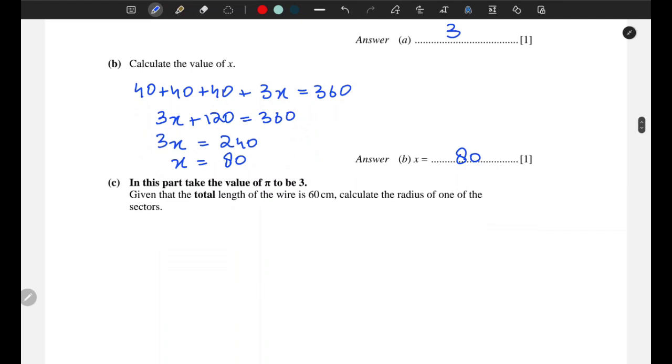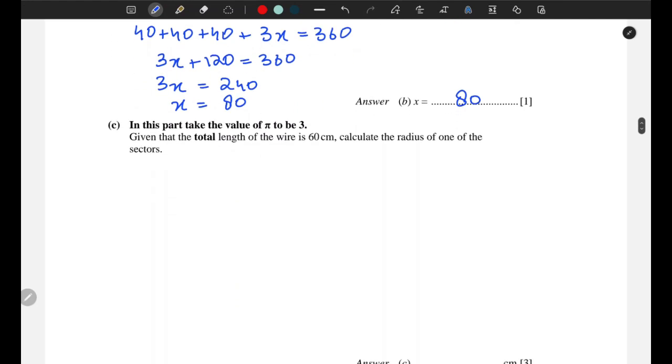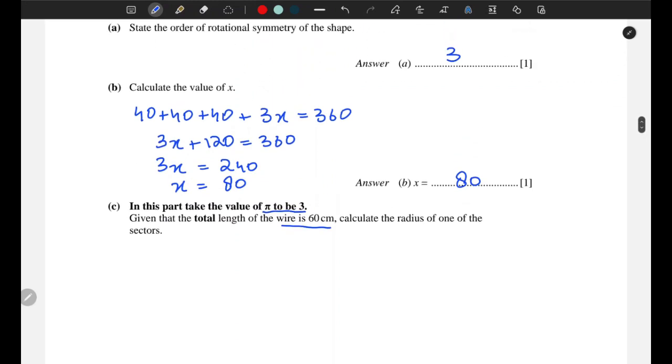Okay, so the next question is actually really interesting. This is actually a really good question. So the total length of the wire that is used is 60 centimeters. Calculate the radius of one of the sectors. And obviously because this is a paper 1 question, they have also taken the value of pi to be equal to 3. So it is 60 centimeters of wire.